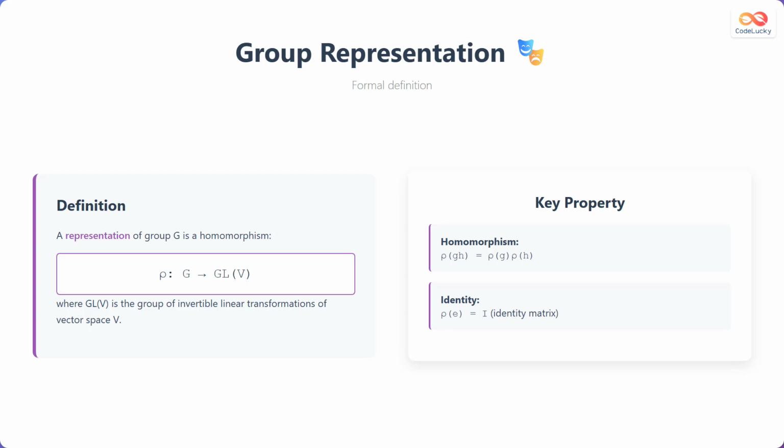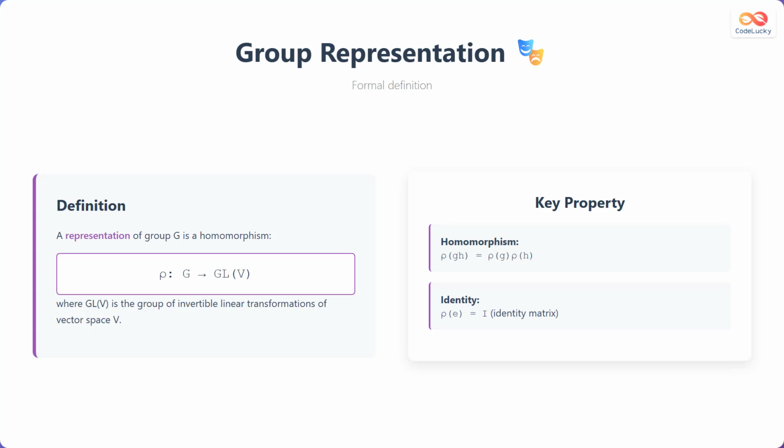Let's formalize the definition of a group representation. A representation of a group G is a homomorphism ρ from G to GL(V), where GL(V) is the group of invertible linear transformations of vector space V. In simpler terms, a representation is a way of mapping group elements to matrices in such a way that the group structure is preserved.